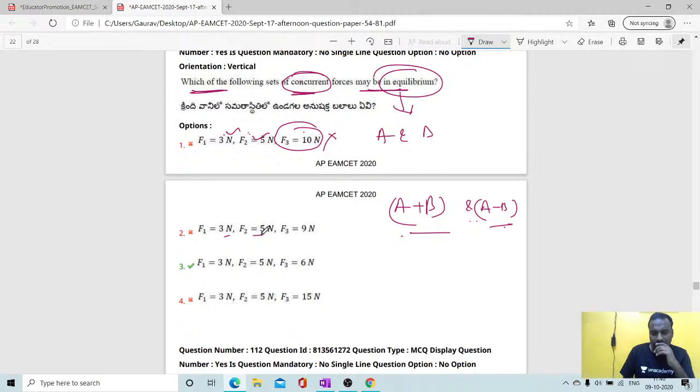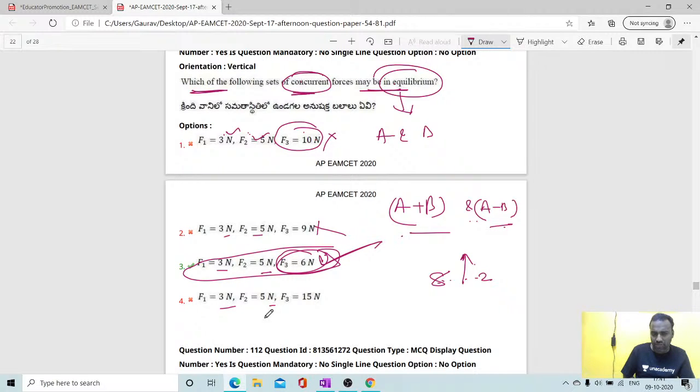Here also the same thing, students. 3 plus 5 is 8 and the difference is 2, so it is also a wrong option. Whatever the third force is, it should come in the middle, between 2 and 8. Since it is between 2 and 8, the third option is absolutely correct. If you see the fourth option, 5 and 3 give 8 and the difference is 2, and 15 is out of the range. A resultant greater than the maximum or lesser than the minimum cannot be possible. So the first, second and fourth are not possible to make an equilibrium. So the third option is correct. Yes, students.